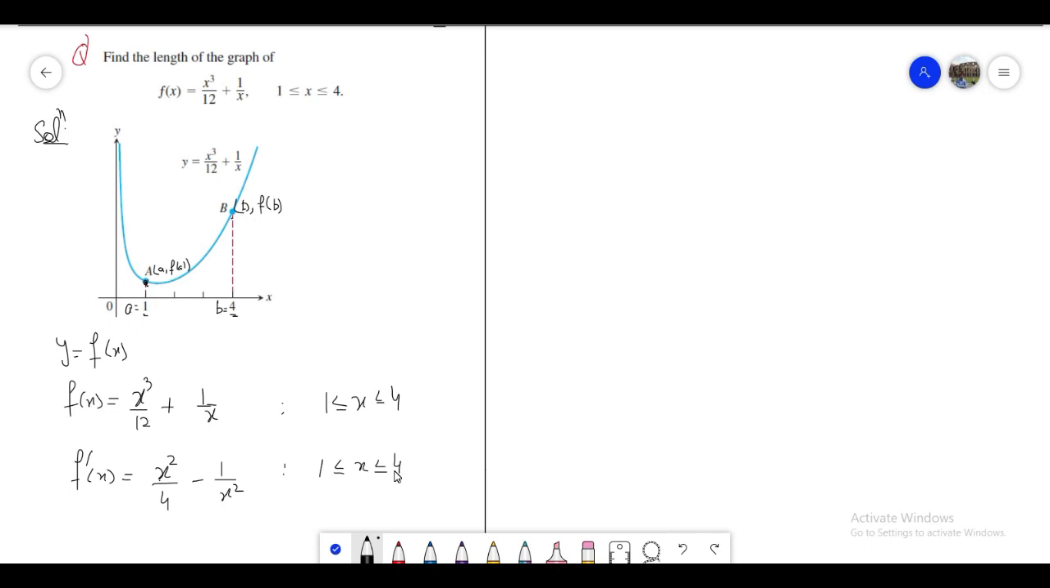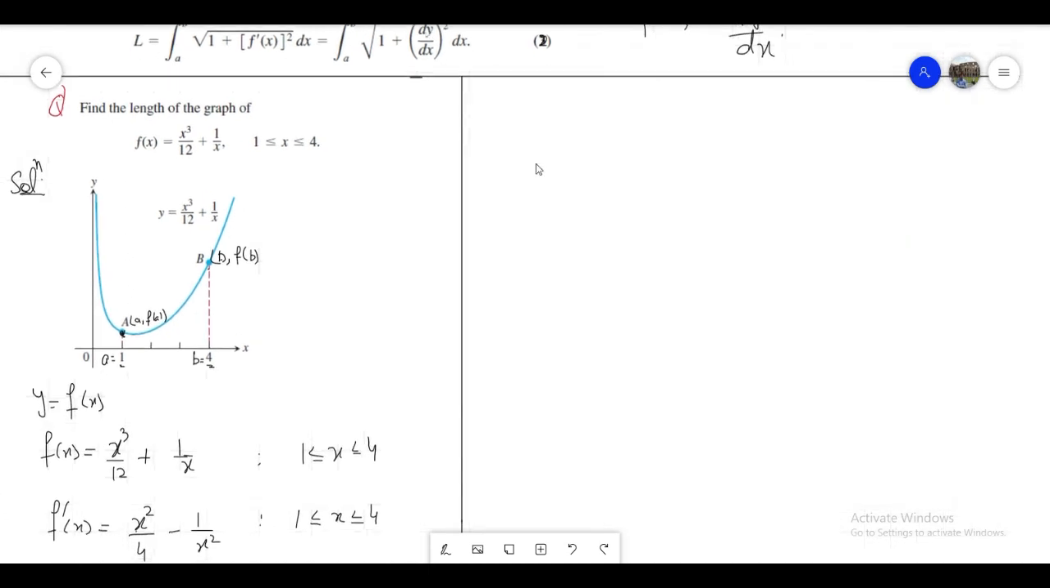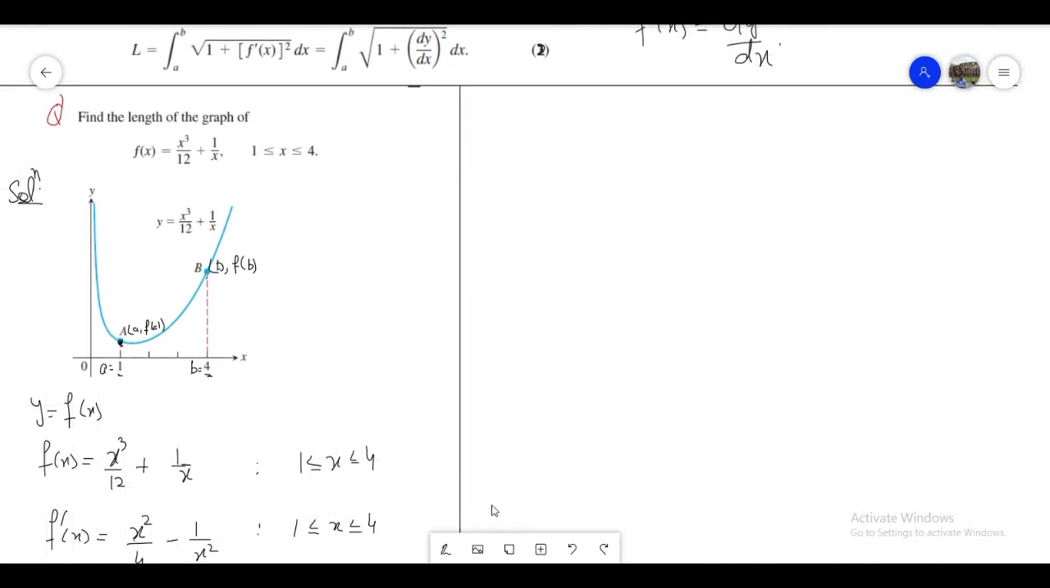Now the formula of the arc length we already derived, which is represented by equation number 2. We can write this formula here. So the arc length L can be represented by the integral from a to b of the square root of 1 plus f dash of x, whole squared, dx.